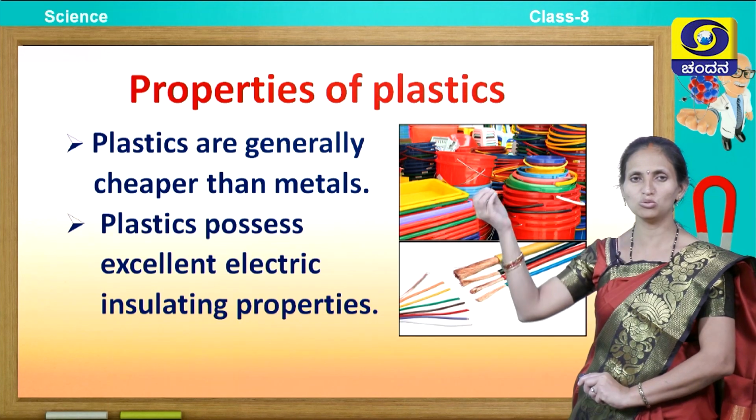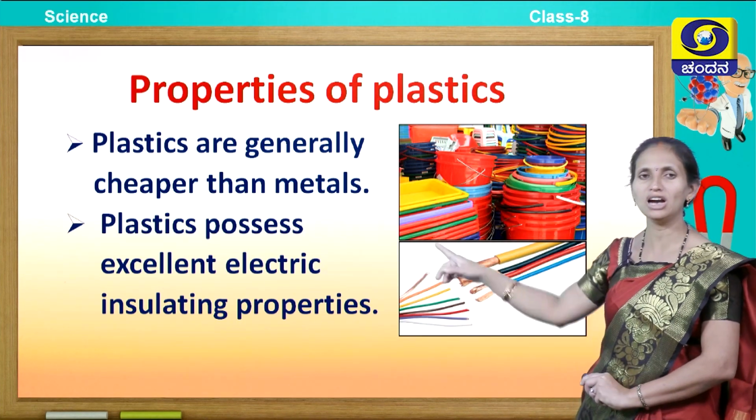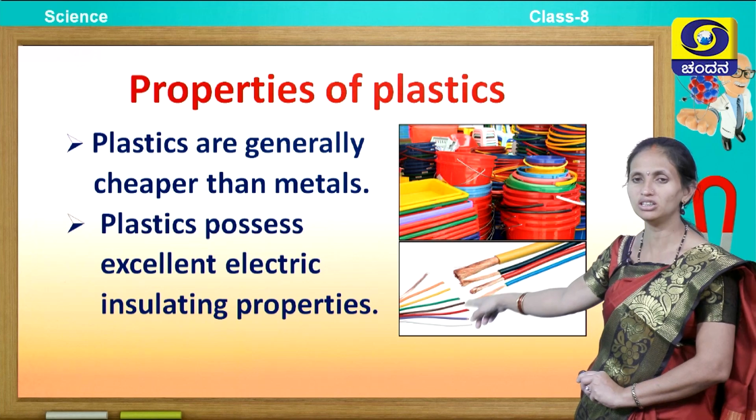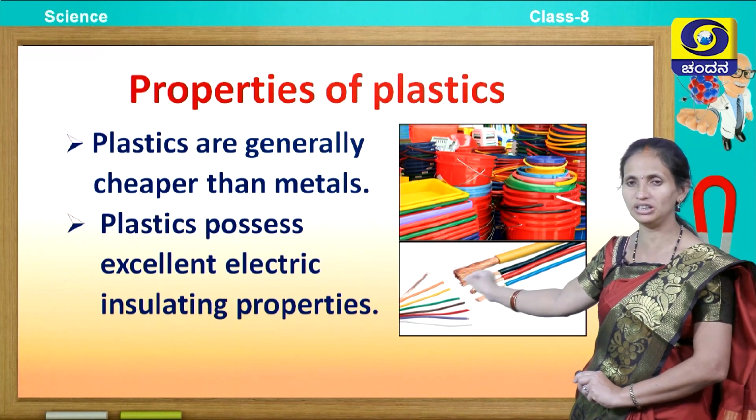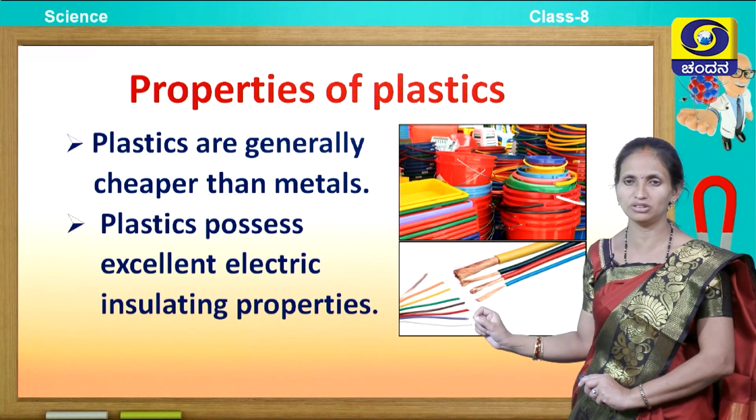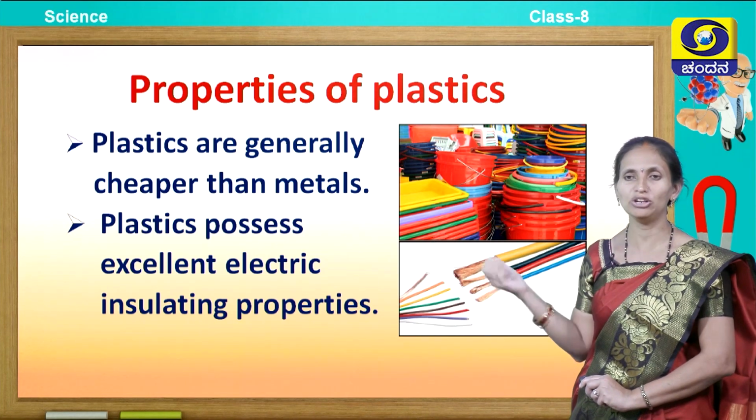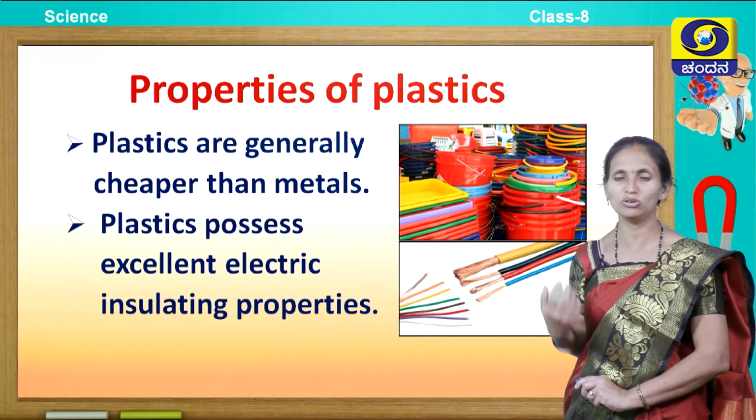This is one of the properties of plastic. You can see the wire: copper wire is coated with plastic, which means it is easy to handle. It is shock absorbent, so we do not get shocked.